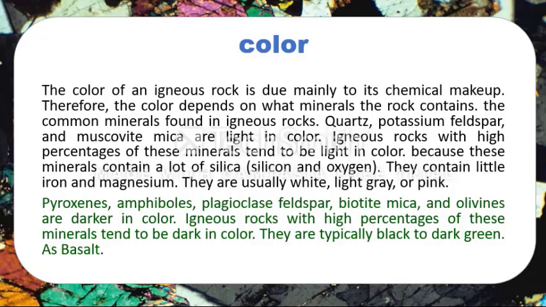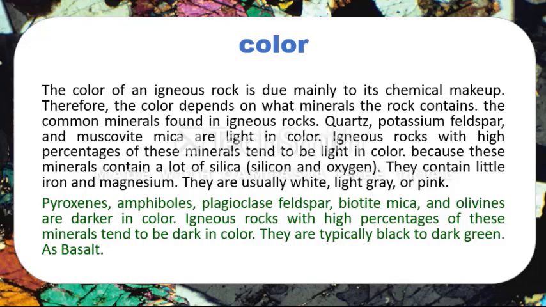They contain little iron and magnesium. Igneous rock with a high percentage of this mineral tends to be light in color because this mineral contains a lot of silicon and oxygen. They contain little iron and magnesium. They are usually white, light gray or pink.